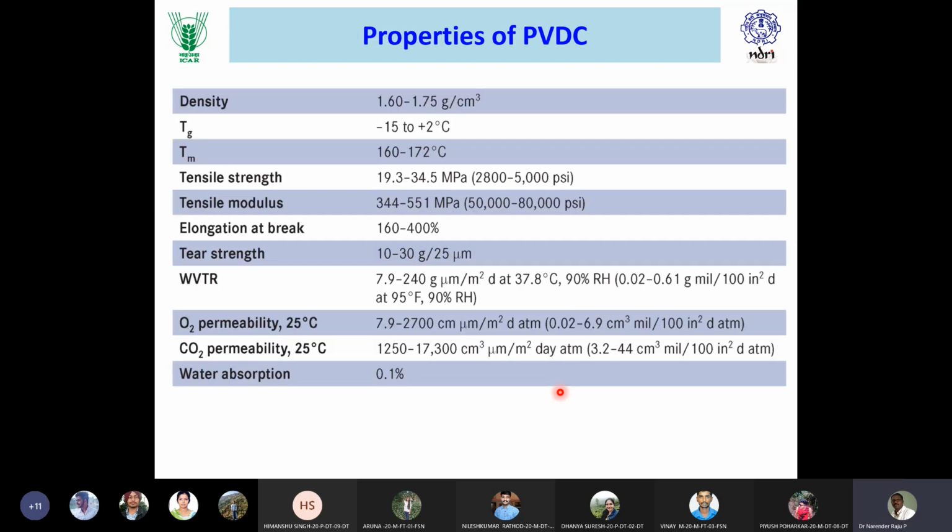These are the properties of PVDC. You can see the density of PVDC is much higher compared to polypropylene or polyethylene.